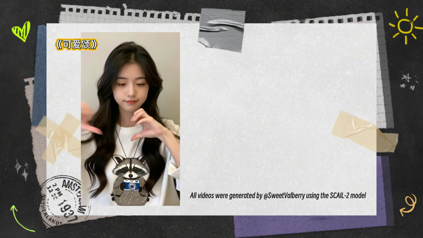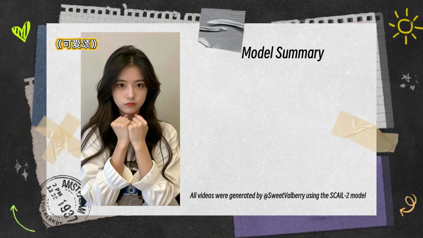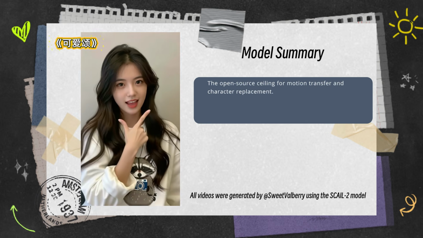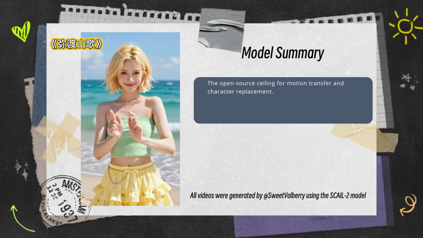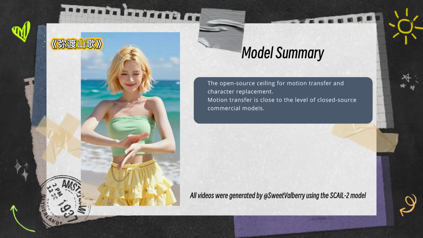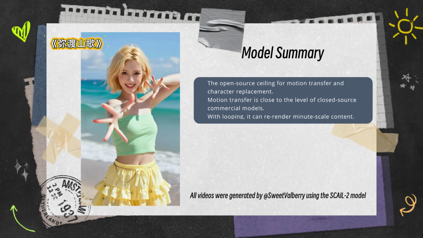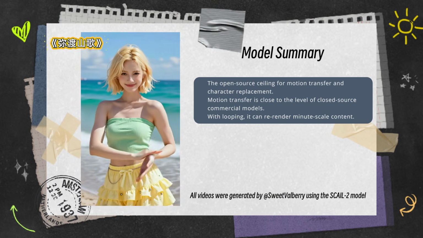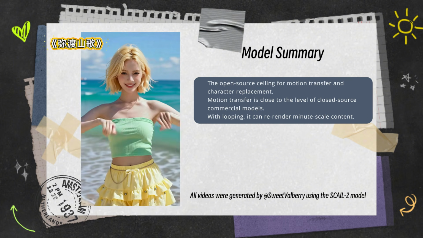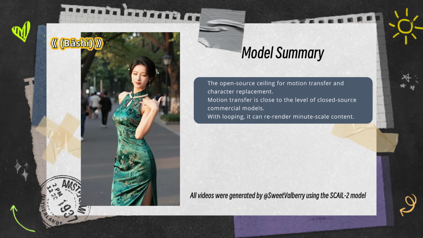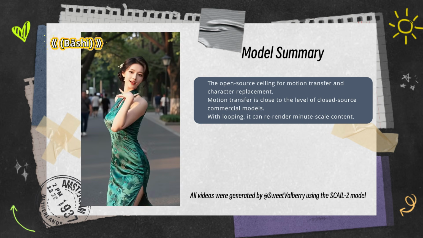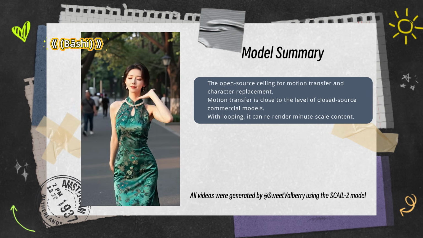That wraps up the demo portion. Finally, let's summarize the SCAIL-2 model. It has undoubtedly replaced WanAnimate as the open-source ceiling for motion transfer and character replacement. The motion transfer is close to the level of closed-source commercial models, and with looping you can re-render minute-scale content. In my local 16 GB VRAM setup, I reserved 8 GB to simulate low VRAM. I really pushed it, and it still easily finished long videos, hitting 512 by 896 at 393 frames.